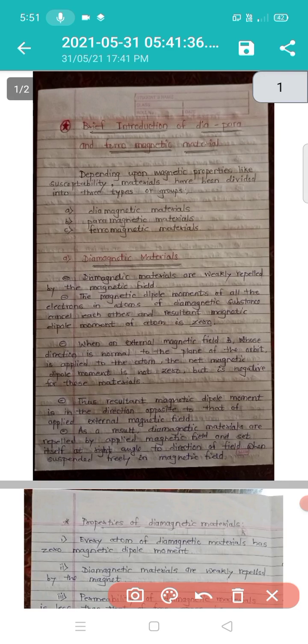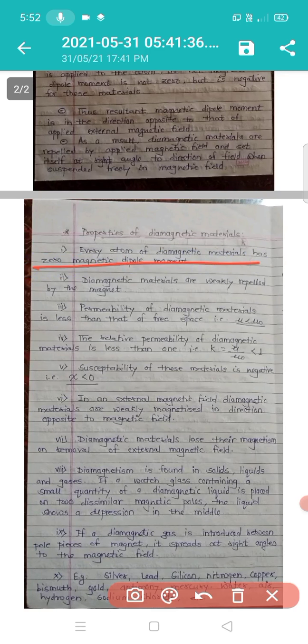Then what are the properties of diamagnetic materials? Every atom of diamagnetic material has zero magnetic dipole moment. This one is the first property of diamagnetic materials. Second one, the diamagnetic materials are weakly repelled by the magnet. We already learned it.